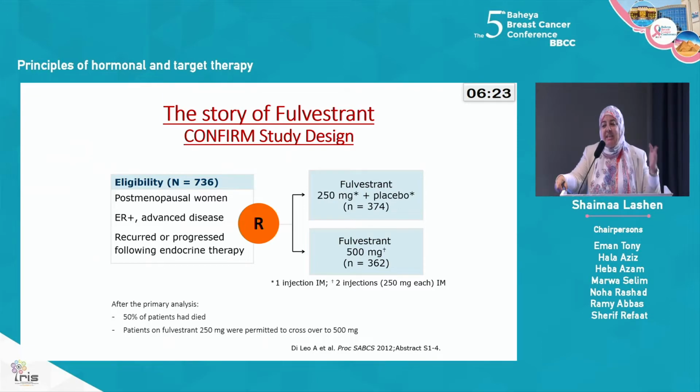الفالفسترانت ليه قصة لازم نبقى عارفينها، قصة لها عبرة وعظة. الفالفسترانت قعد سنين struggling and not getting into practice لأننا كنا بنستخدمه بدوز 250 مللي جرام، وفي يوم من الأيام اكتشفوا إن 250 مللي جرام is not enough. They went to 500 milligrams وعملوا كمان loading dose، 500 every 2 weeks وبعد كده 500 every month.